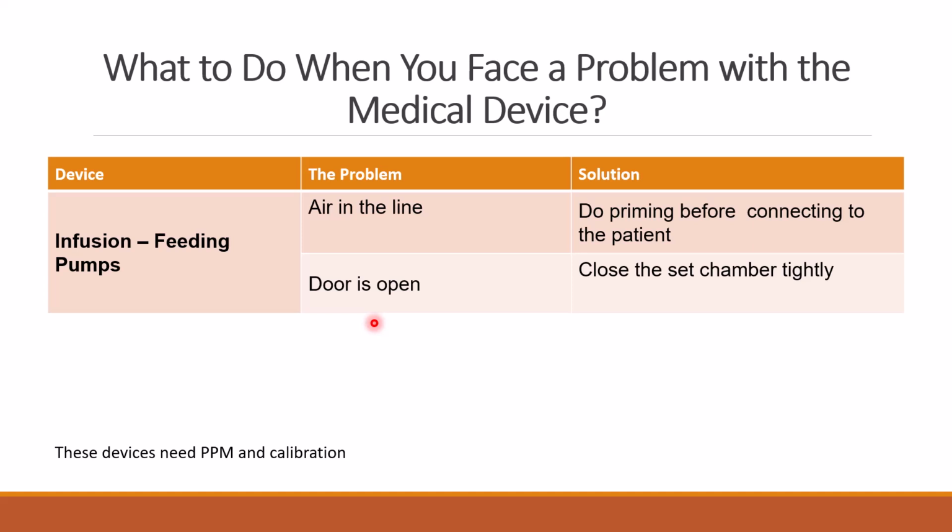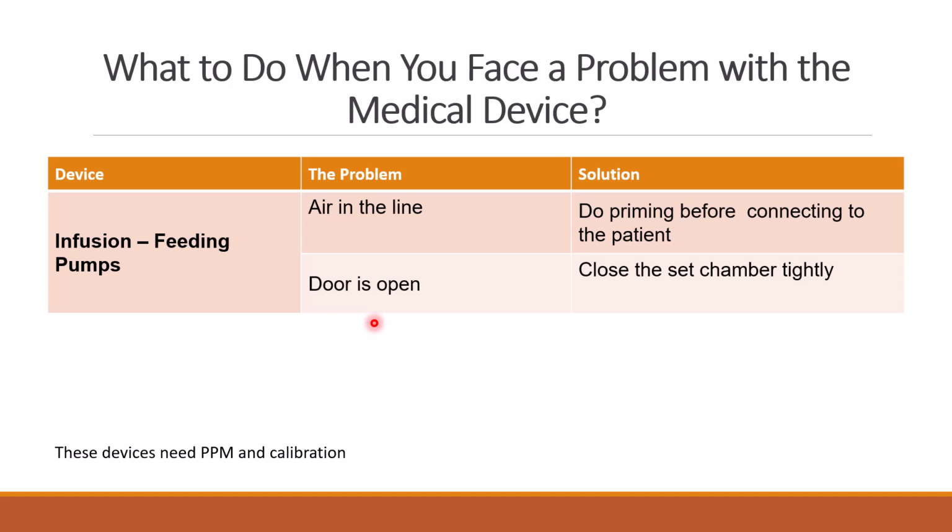Inside the circuit chamber we have an air detector. So when we have air, you are going to read this error on the screen. Maybe it will come as air in the circuit or as a code. It's very important to do priming before connecting to the patient, and after getting the fluids, milk, anything else from the end of the set, you are ready to connect it to the patient. But we have to make sure that there are no air bubbles inside the set.